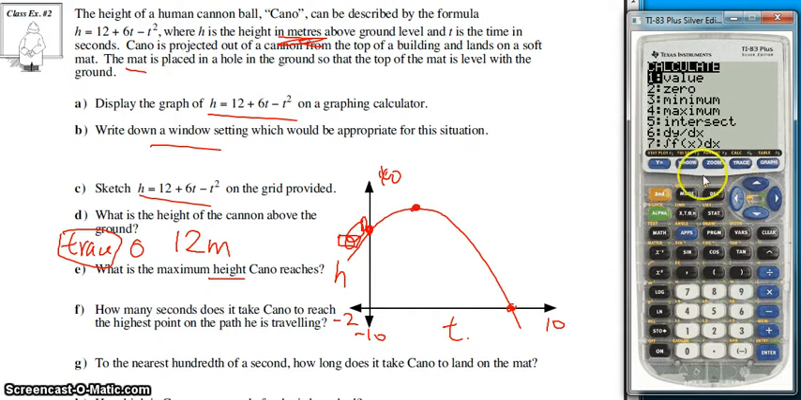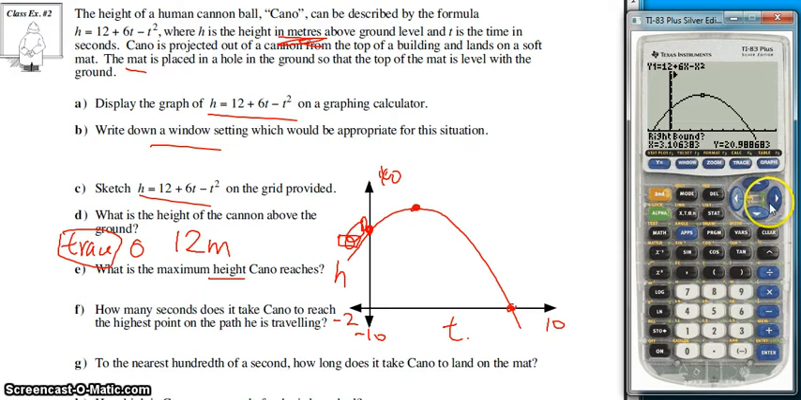So when you press second function, calculate, you can find the maximum. Make sure you're to the left of it. You are to the left of it. Make sure you're to the right of it. I see some students just stop on the top. No, don't do that. So move all the way to the right. Make sure you're on the downhill side here, and then you hit enter. And then it will give you the maximum point.